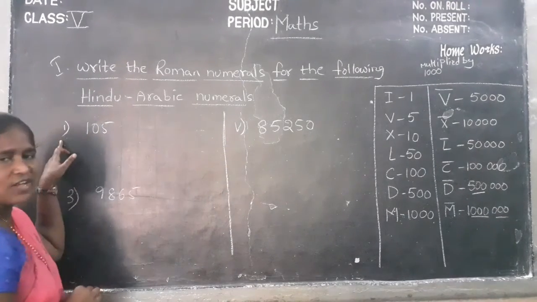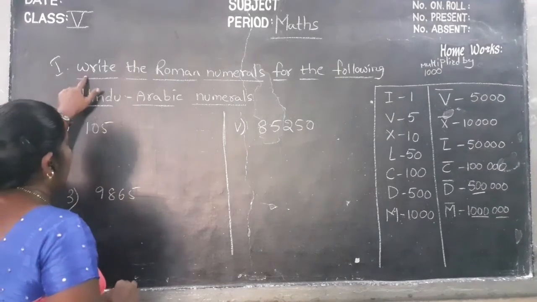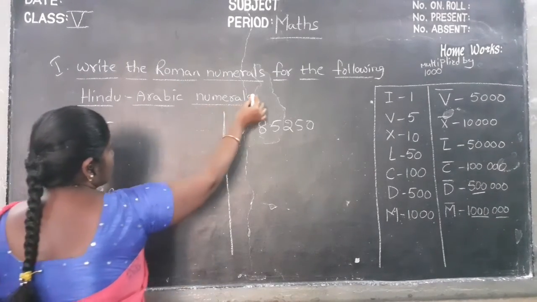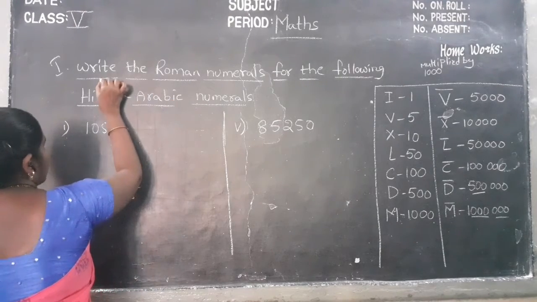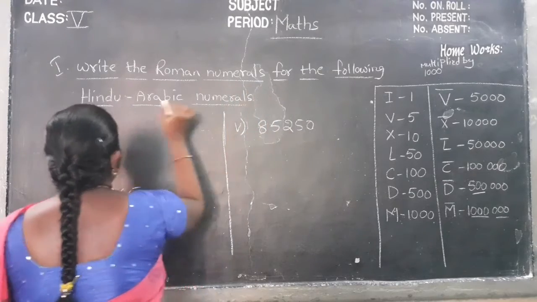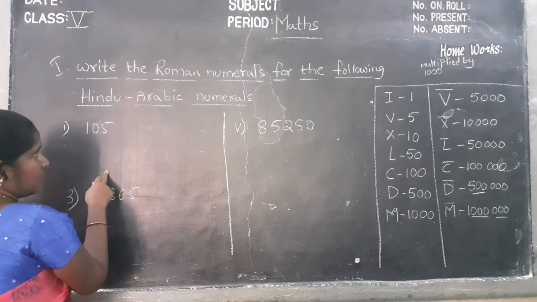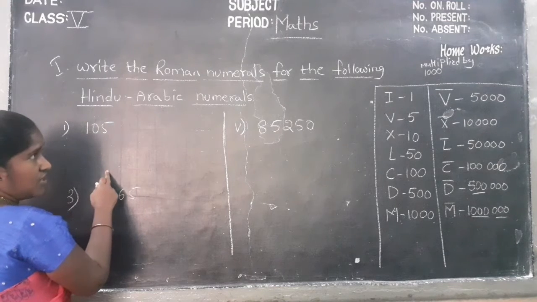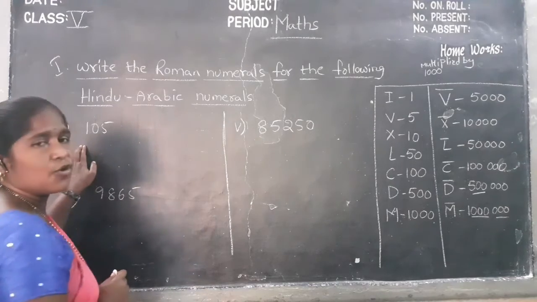See children, here we start the exercise. In that exercise, first sum, what is the heading, children? Write the Roman numerals for the following Hindu-Arabic numerals. Here the given Hindu-Arabic numerals we want to change into Roman numerals.